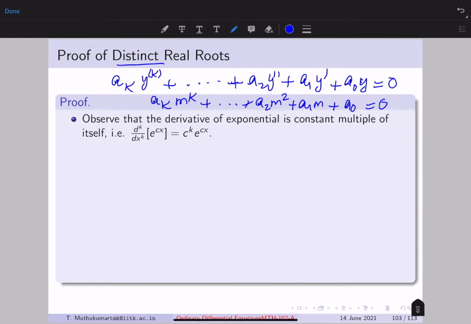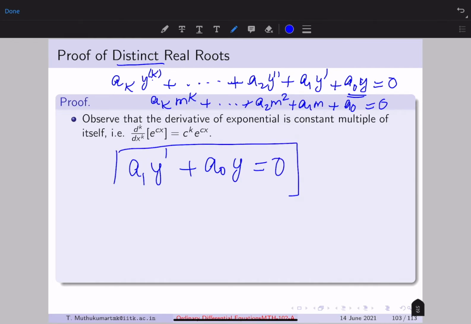Just start with a simple case. Let's take k equal to 1, because when k is equal to 0, it's not even a differential equation, it is just some scalar multiple, right? So the first order differential equation, which is when k equals 1, is precisely a_1 y prime plus a_0 y equal to 0. So let's say we want to solve this.